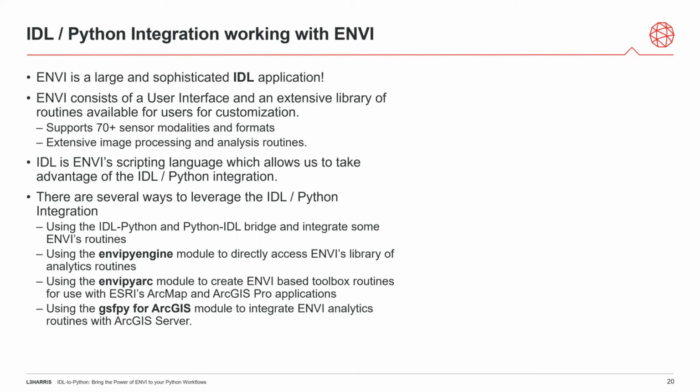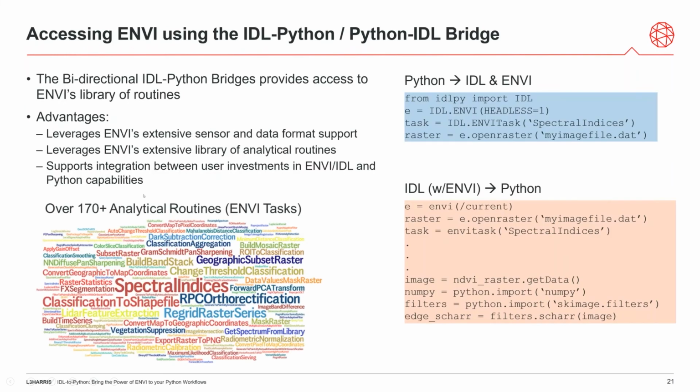And we already talked about those separate ways. I won't belabor them again, but here are the ways we're going to talk about as we go along. Some of the cool things that ENVI has that we support: 70 different sensor types, satellite data, airborne, LiDAR, multispectral, hyperspectral, SAR, you name it.